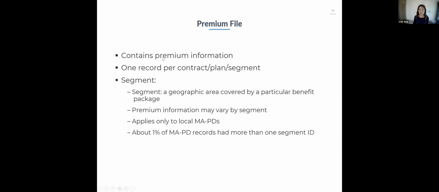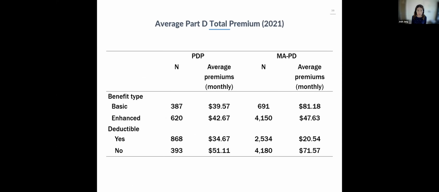So this applies only to the premium file because only premium changes by segment. And also this segment issue applies only to local MAPDs. You will not see any segment ID for other types of plans. And even within local MAPDs, only 1% of MAPD records have more than one segment ID. So it's better to use more precise information, but if you just want to know the general average premium for the plan, you can average the information across different segments. So that's the premium file.